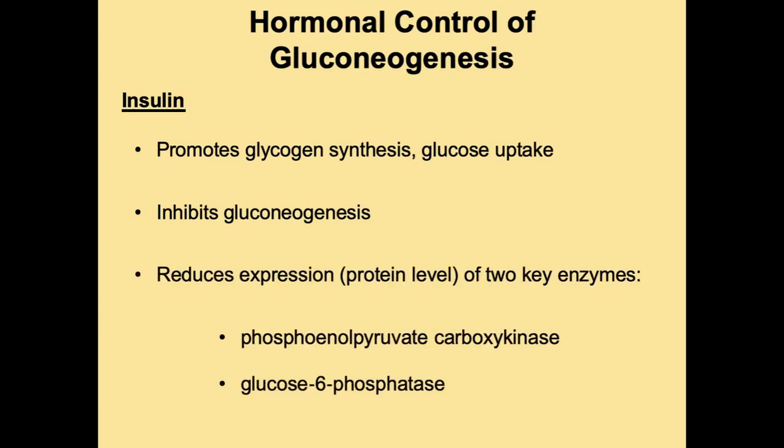Insulin inhibits gluconeogenesis by reducing the protein level of two key enzymes, the phosphoenolpyruvate kinase and glucose 6-phosphatase. So it reduces the amount of enzymes that are actually present.